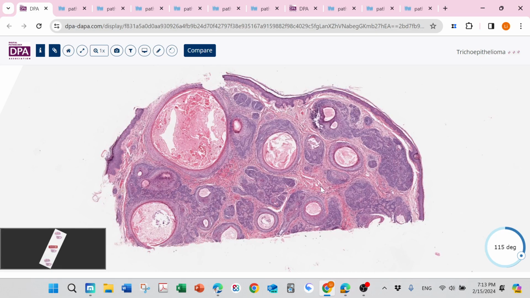And other people will also be confused with trichoblastoma. Actually, trichoepithelioma and trichoblastoma are in the same family. For me, if we see a small lesion like this one, I would say this is trichoepithelioma in the superficial dermis.